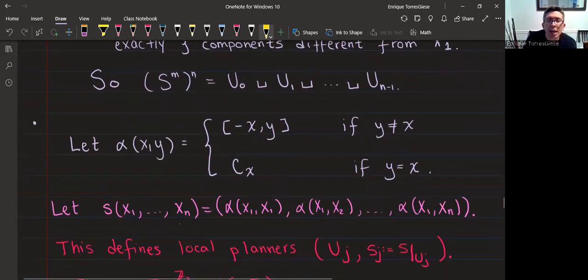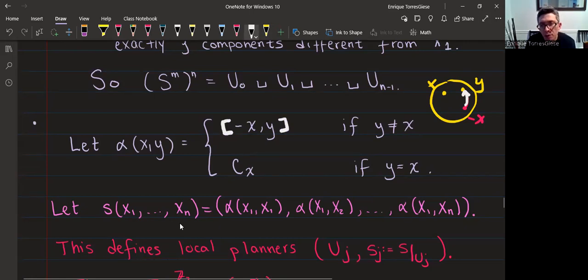Euclidean neighborhood retract. Here I'm defining this path alpha by cases. If y is equal to x, if the target is equal to the source, essentially we're going to take the constant path. Now, if y is different from x, think of the sphere. For instance, here, let's say it's y, and over here is x. Then over here we are going to have negative x, and these two are not going to be antipodal, so we can speak of the shortest path over the sphere connecting these two points. That is the notation I have here. The square brackets stand for the shortest path connecting, in this case, minus x with y. And that can be done because y is not equal to x, and therefore y is not antipodal with negative x.